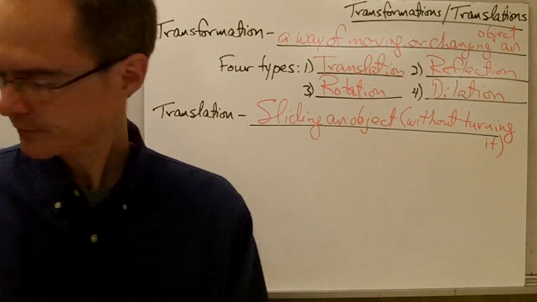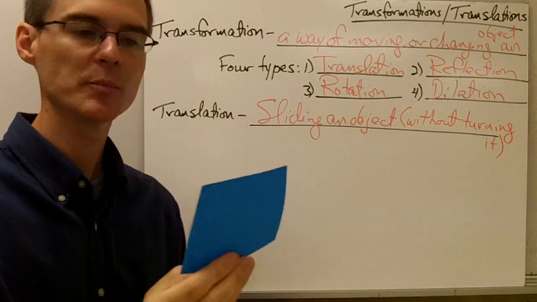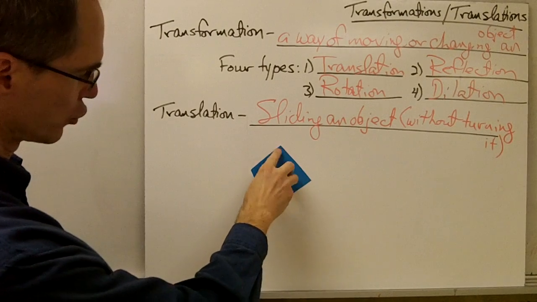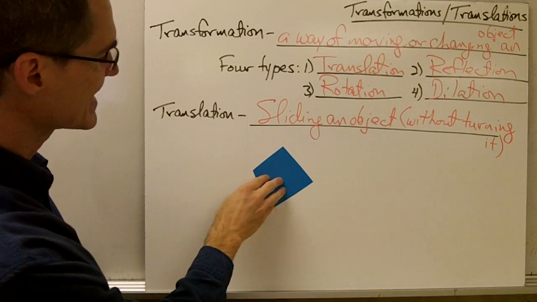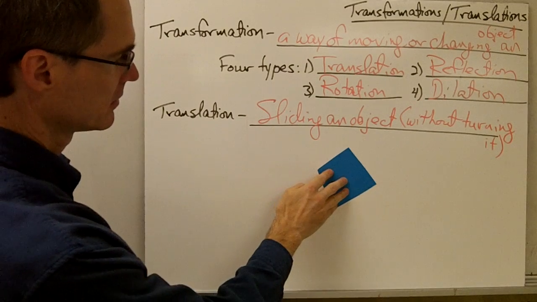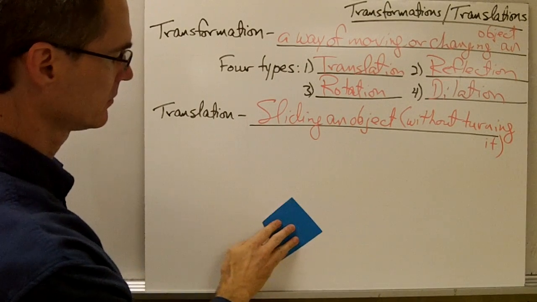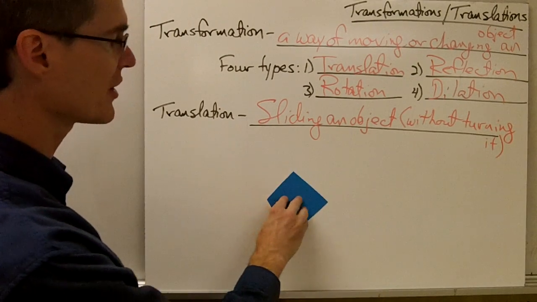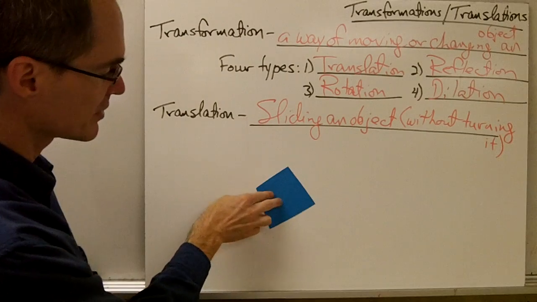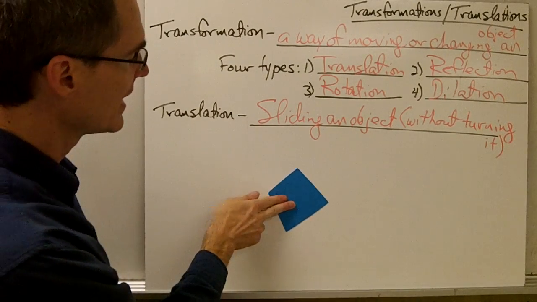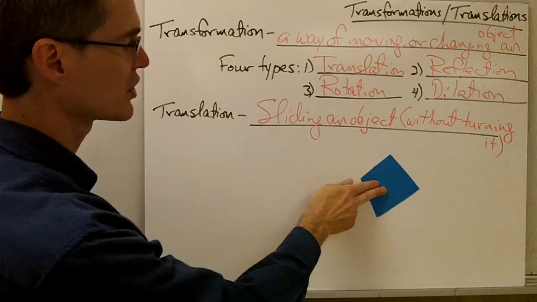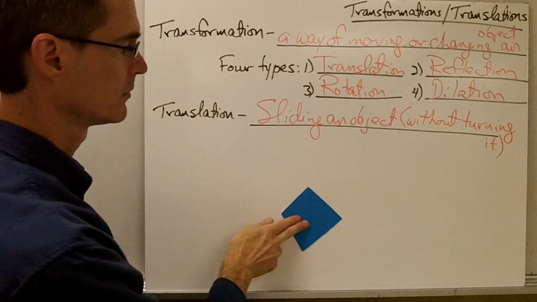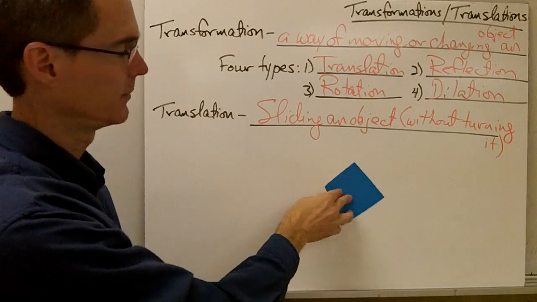So for example, let's say I had an object, a four-sided figure, a quadrilateral, and let's say that was drawn on my paper. If I slide this object to the left, down, to the right, down, anywhere I slide this on my paper, as long as I don't turn the object, as long as it keeps the same orientation as when it started, this is a translation. I'm just sliding this object around my paper. Left, right, up, down. This is called a translation.